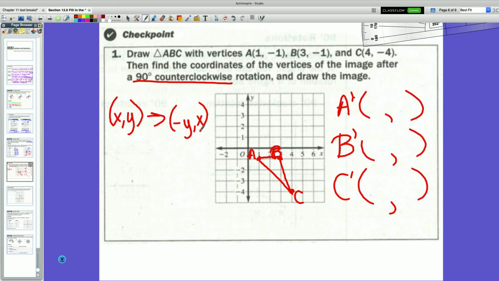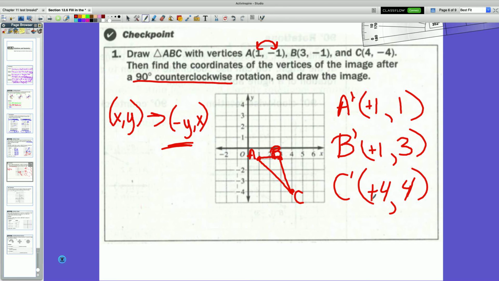Okay, so I'm going to flip them, right, flip. So A would go to negative 1, 1. But then I have to change the sign of the first one, so this becomes positive 1. Okay, flipping B, I get negative 1, 3. But again, change the first, so that's positive. C, if I flip, would be negative 4, 4. But then change the first sign, so that's positive.